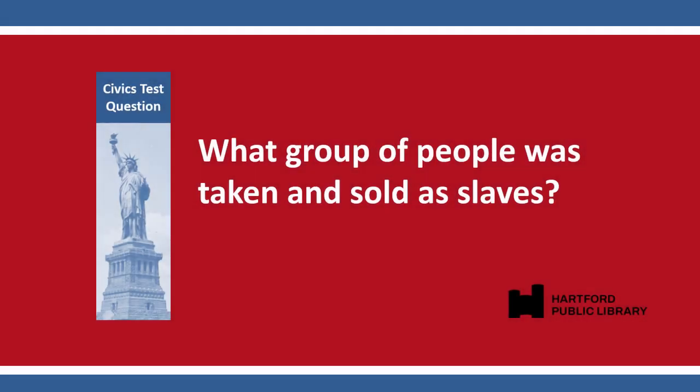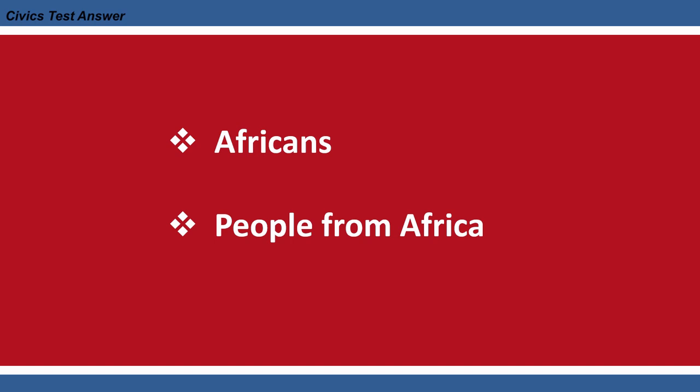Civics test question. What group of people was taken and sold as slaves? Africans. Africans were taken to America and sold as slaves. For more than 2 centuries, people from Africa were sold into slavery in America.